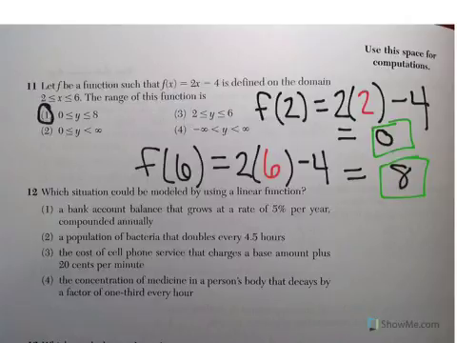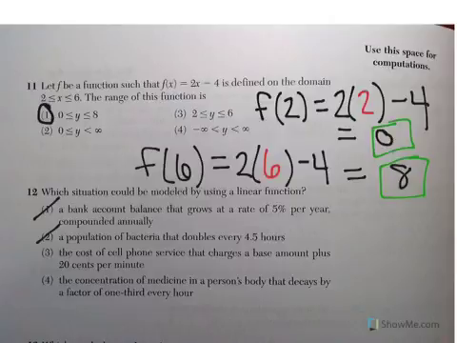Number 12, which situation could be modeled by using a linear function? Well, number 1 says a bank account balance that grows at a rate of 5% per year compounded annually. Well, that would be exponentially increasing, so that doesn't work. Number 2, a population of bacteria that doubles every 4.5 hours. That's also not a linear equation.